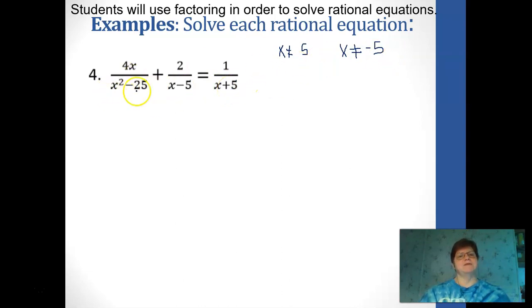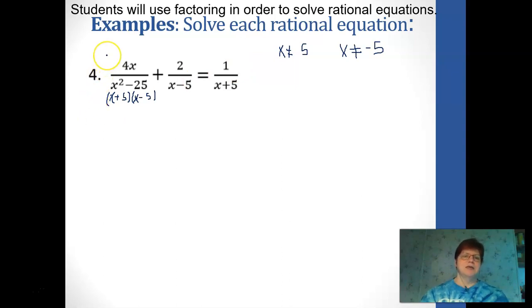So now what we have to do is factor x squared minus 25. Who remembers how to factor x squared minus 25? I'm waiting. Oh, okay. So it's x plus 5 and x minus 5. So if we're looking for a common denominator, our common denominator would be this, right? Because this has x plus 5 and it has x minus 5. So if we were going to give it to this, we would give this x plus 5 and we would give this x minus 5.